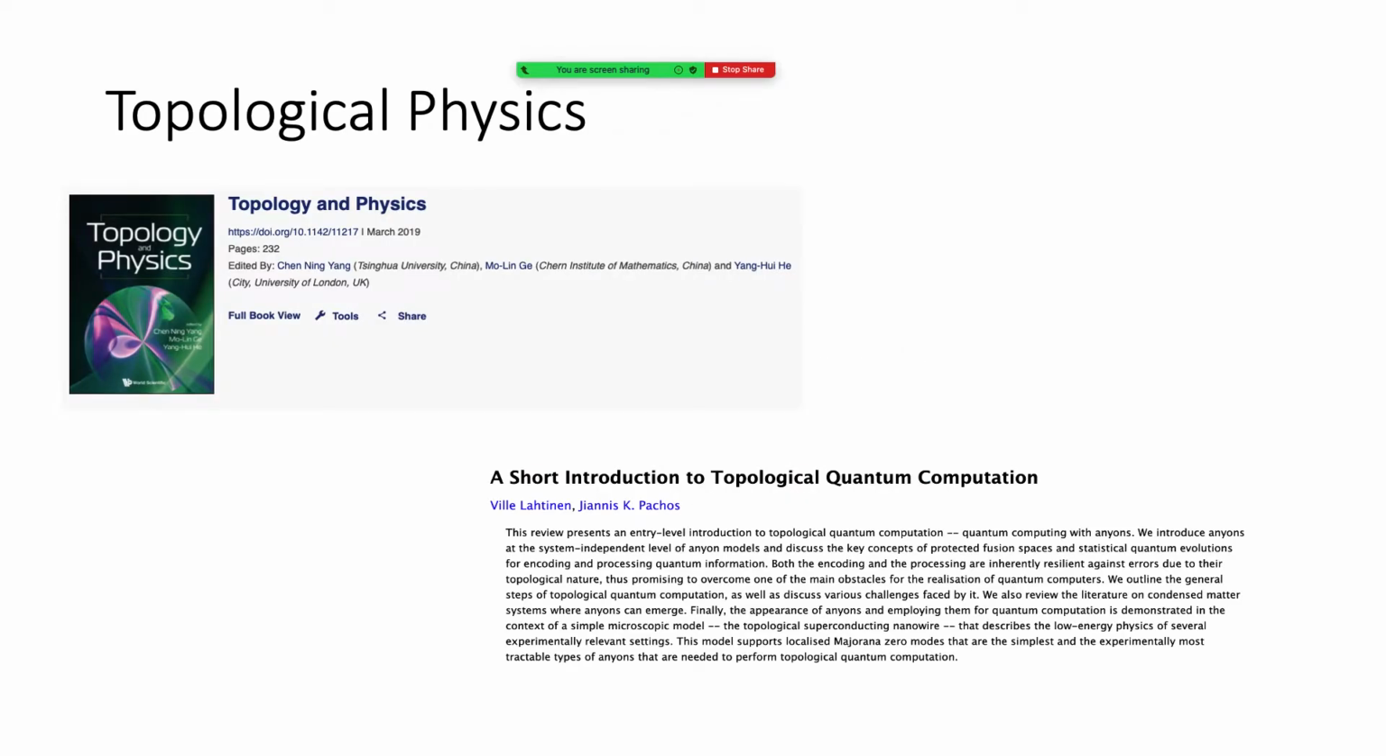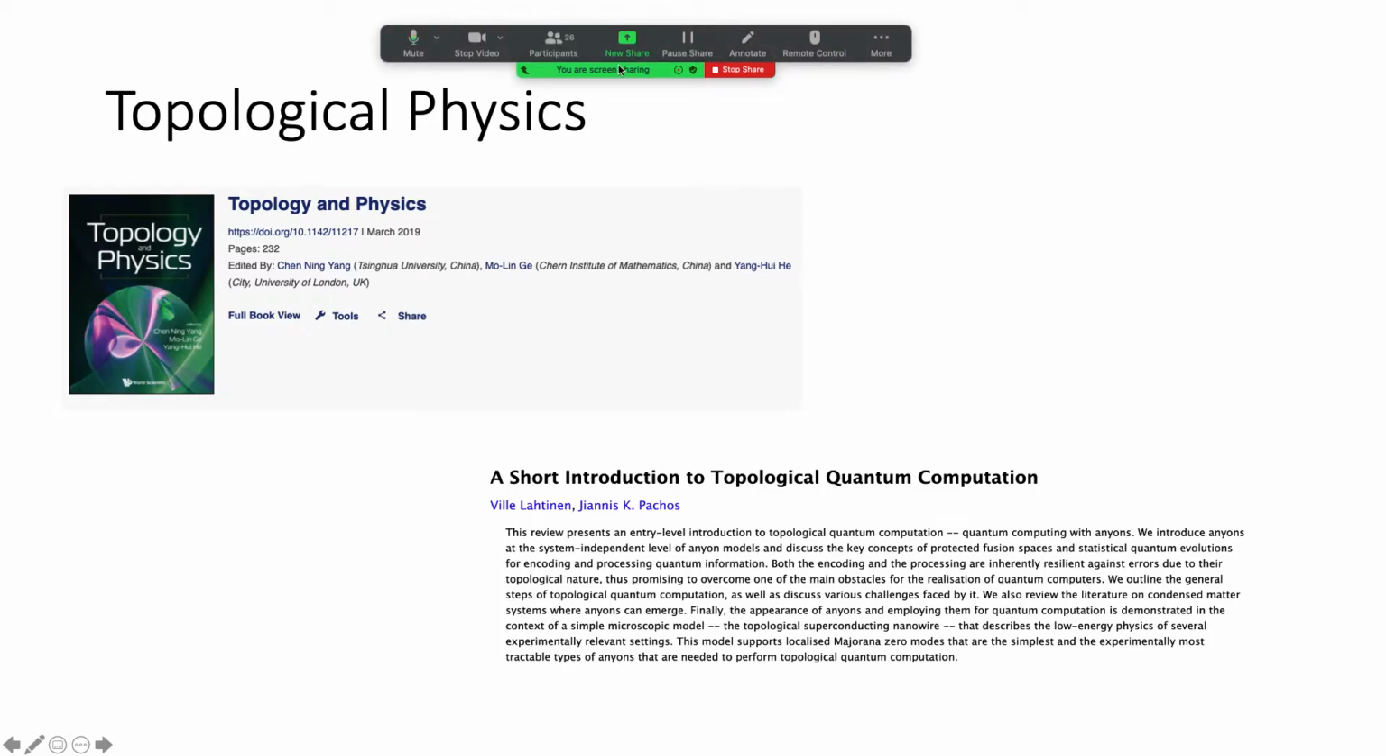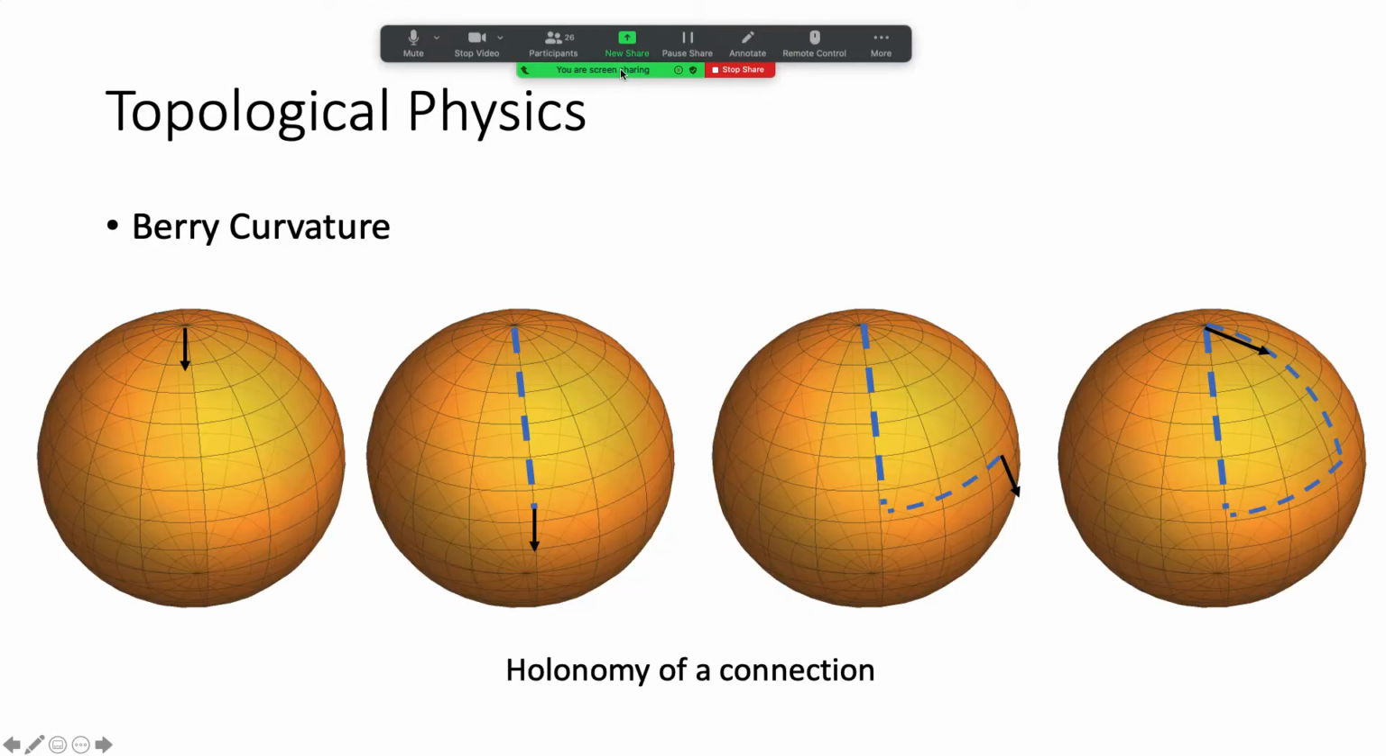So my research is in the field of topological physics, and topological physics is a field that is increasing in popularity in research lately, and its applications range from quantum computing to string theory. So I'll first give a short introduction about what something called Berry curvature is.